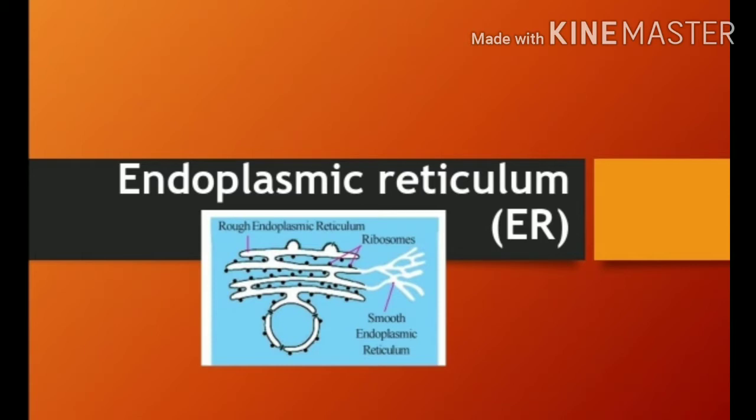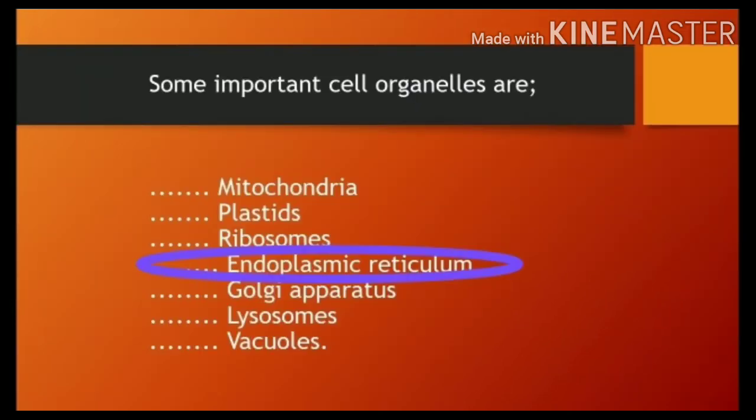Before starting this video, let us recall we have studied about cell wall, cell membrane, nucleus and cytoplasm in my earlier videos. Now, we are going to study about some important cell organelles like mitochondria, plastids, ribosomes, endoplasmic reticulum, Golgi apparatus, lysosomes and vacuoles, in which today in this video we are going to study only about endoplasmic reticulum.